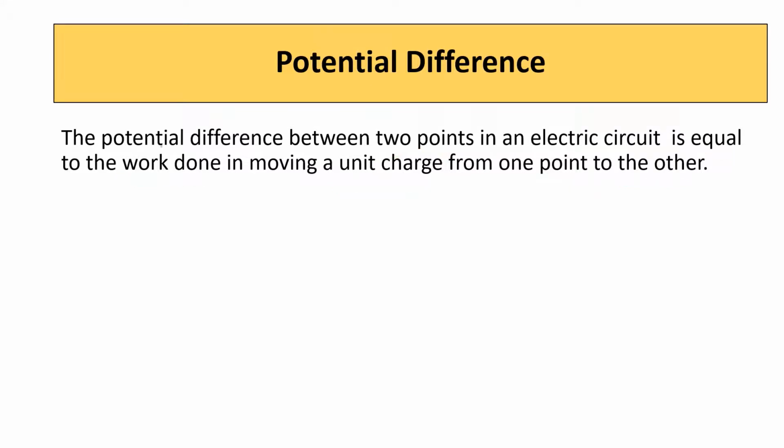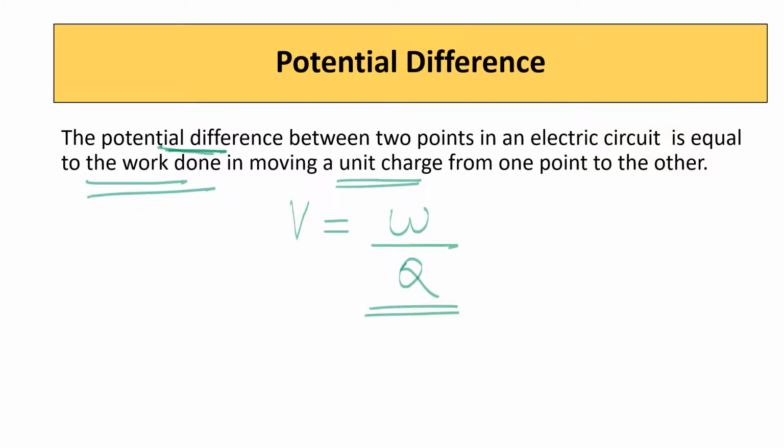This potential difference is indicated by the letter V. V is equal to W by Q. It is the work done in moving a unit charge. If Q is equal to 1, unit charge, then V is equal to W. Therefore, you can say potential difference between two points. Difference is always between two points. You cannot say difference otherwise.